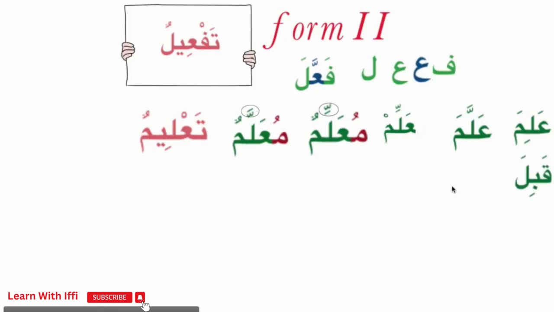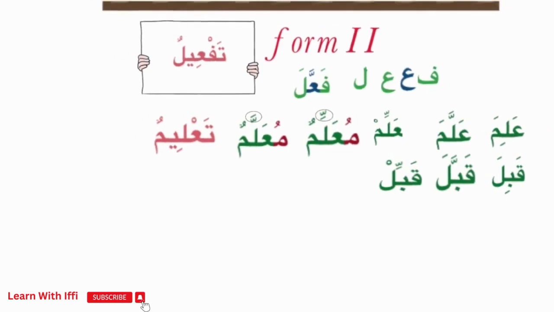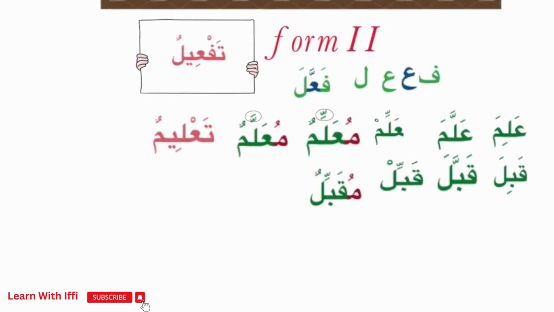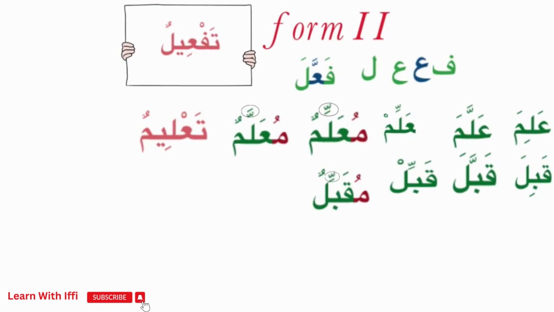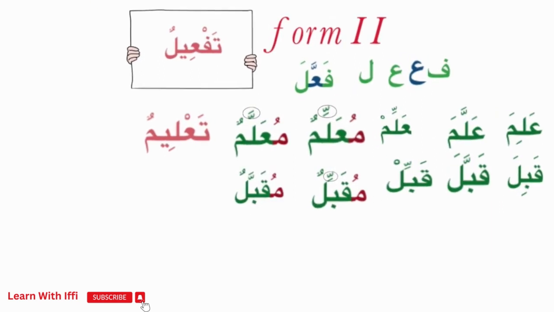Qabila, he accepted, and if you make it into form 2 it will be qabbala. Qabbala means he kissed. And how do we make mudari'? We know it's a 4-letter verb, so it will be yuqabbilu. And amr will be qabbil. And ism fa'il will be muqabbilun. Again, with kasra it will be ism fa'il, and if you want to make ism maf'ul, it will be muqabbalun with the fatha. So it will be ism maf'ul form 2.